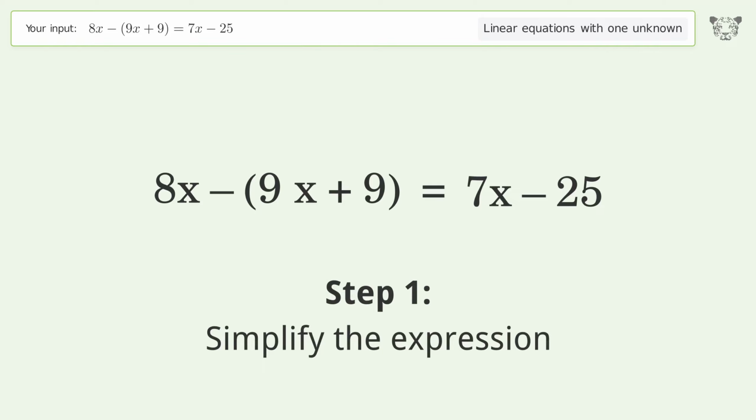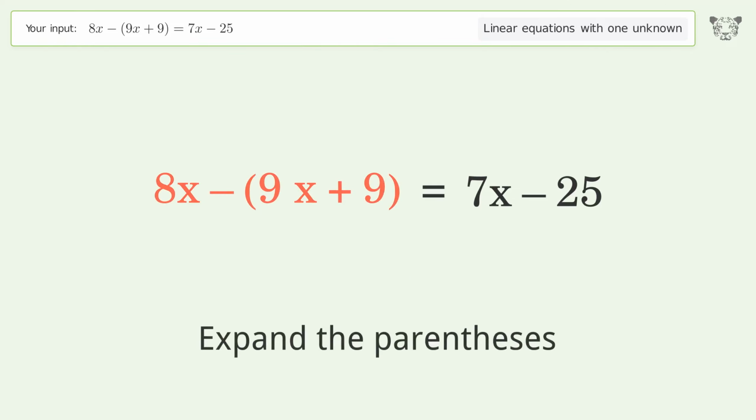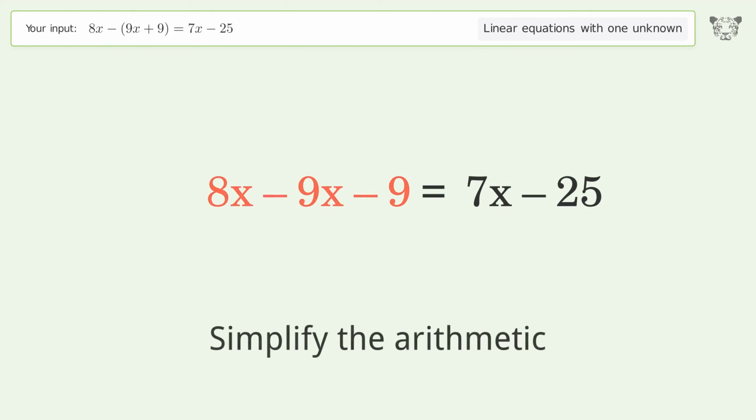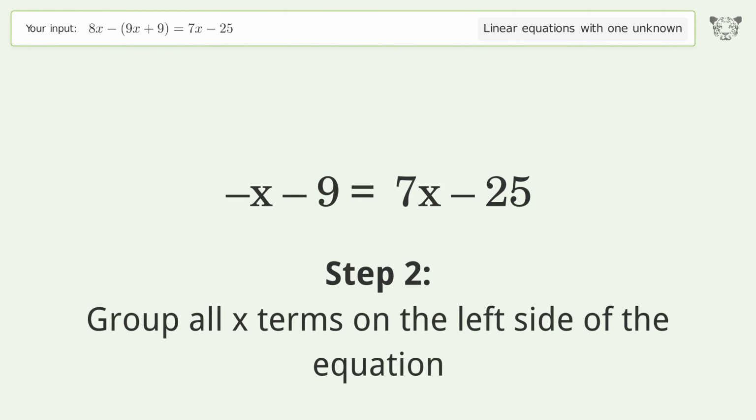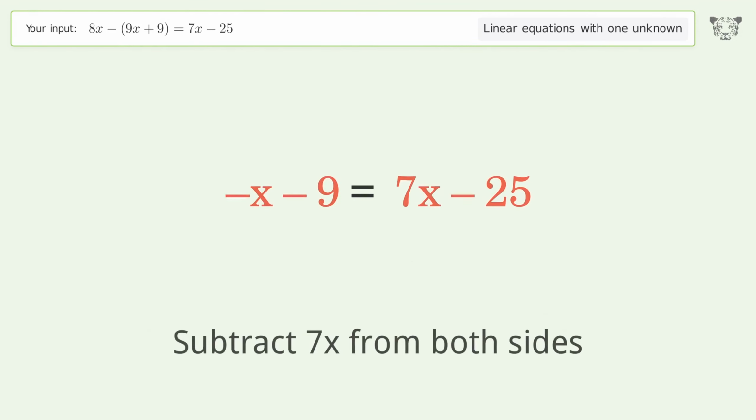Simplify the expression. Expand the parentheses. Simplify the arithmetic. Group all x terms on the left side of the equation. Subtract 7x from both sides.